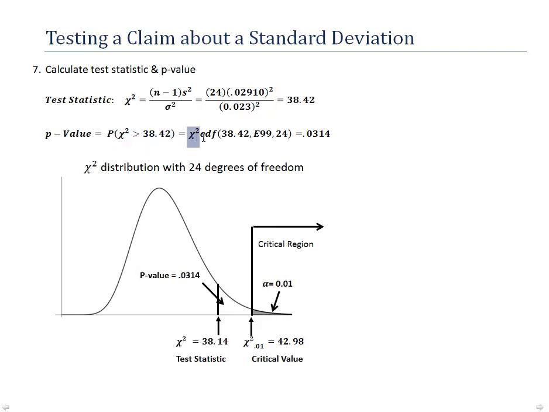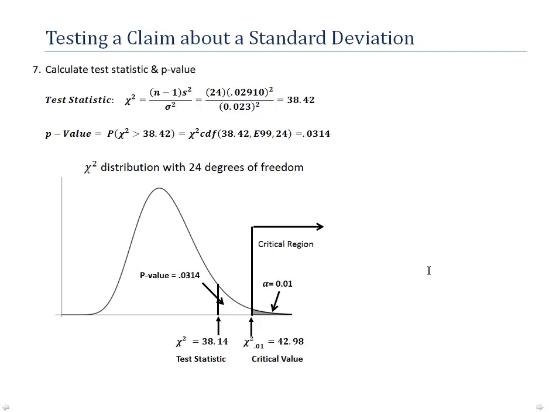Now we do have a TI calculator function that will get that for us. It's chi-squared CDF: left, right. The left, we're starting at 38.42. For the right, E99, we're going all the way out in the tail. And 24 is the degrees of freedom. And you'll get an answer of 0.0314.